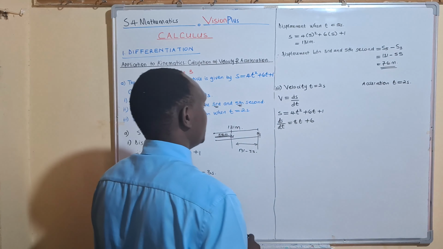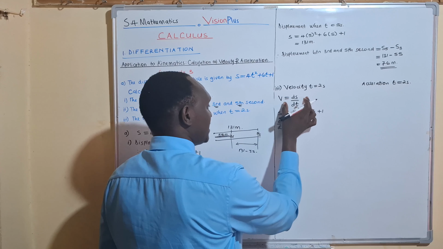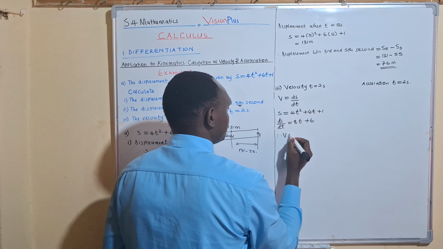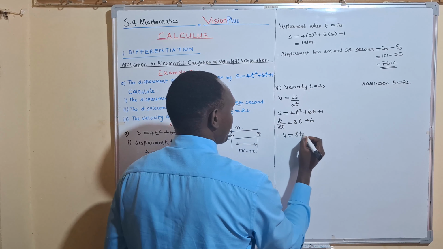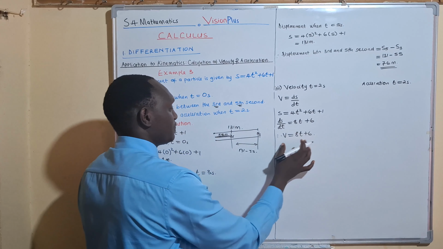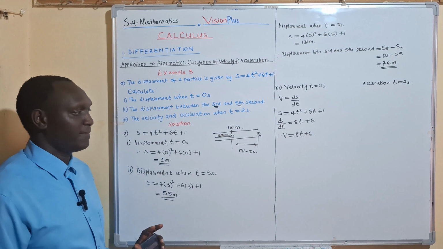Make sure you know how to differentiate. So this is the rate of change of displacement. That is the definition of velocity. Therefore, velocity equals 8t plus 6. This is the expression for velocity at any time of the motion t.